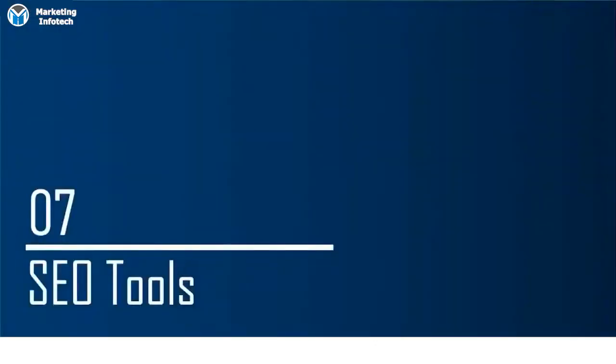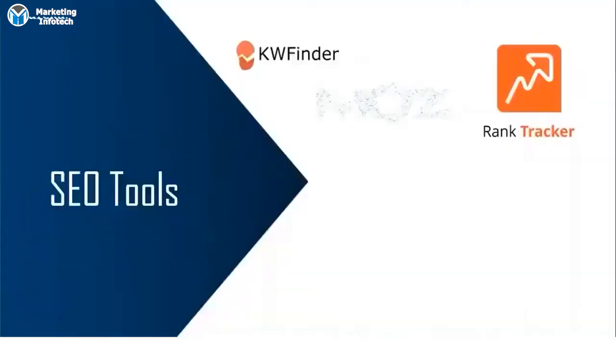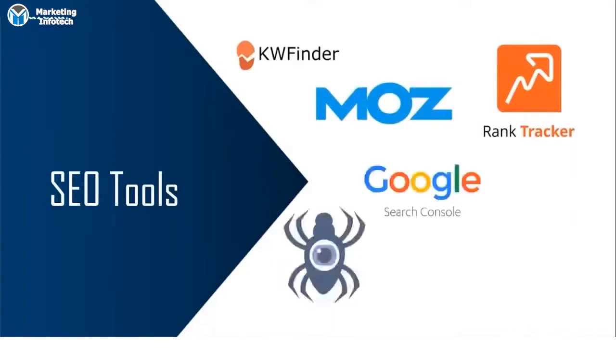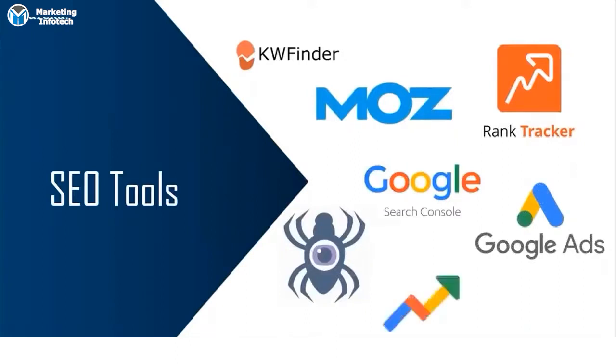Now let us explore some of the SEO tools that marketers like me keep using. So there is KWFinder, there is Moz, Rank Tracker, Search Console, Spider SEO, Google Ads. So we just used Google Ads Keyword Planner to see how to do keyword research. And this is Google Trends. Now, many of these tools like Moz, Screaming Frog or the Spider, WooRank, Ahrefs, SEMrush, Web CEO, Rank Tracker, etc.